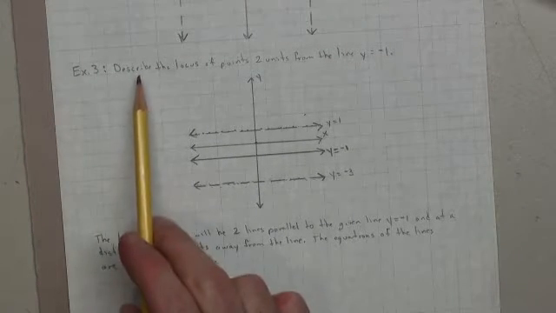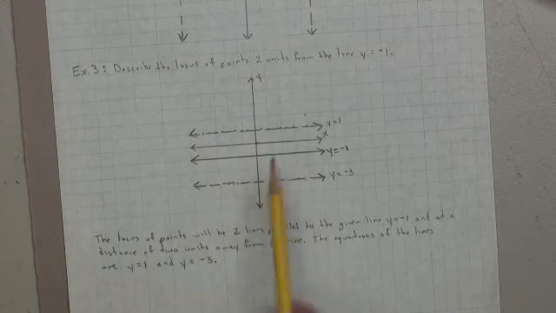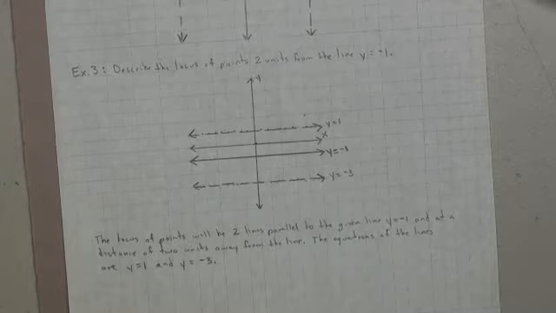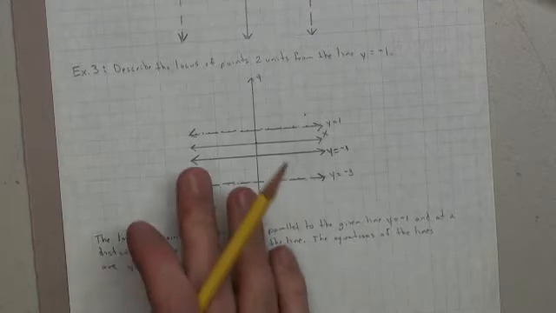So the problem says to describe, so a picture is not good enough. I need to also write out a description. That's how you describe something. You have to write out something. Okay? And that's it. So now we want to turn this over. And we want to do example 4.